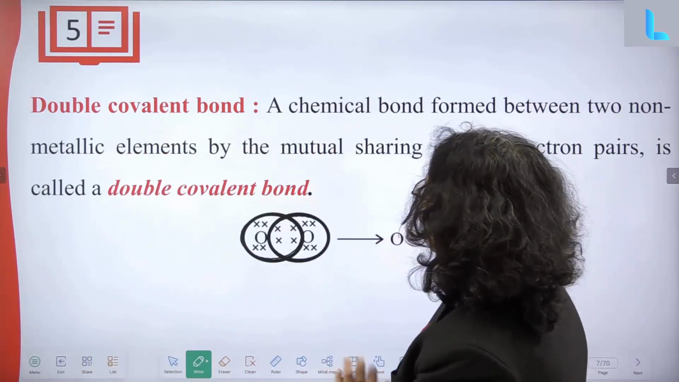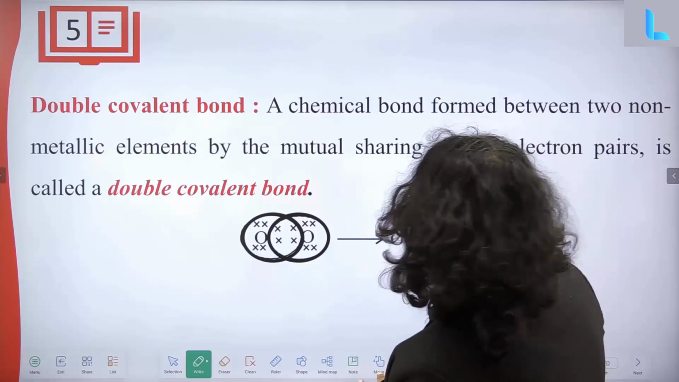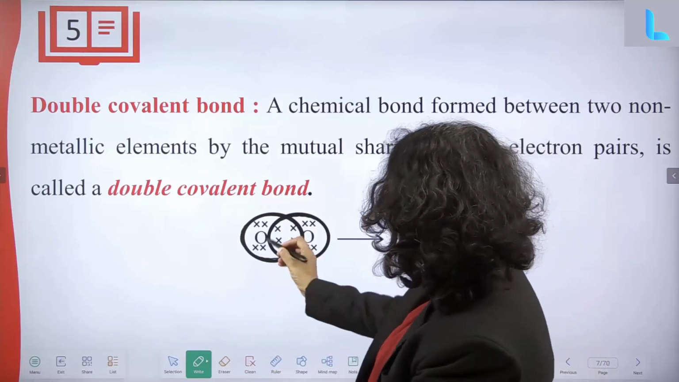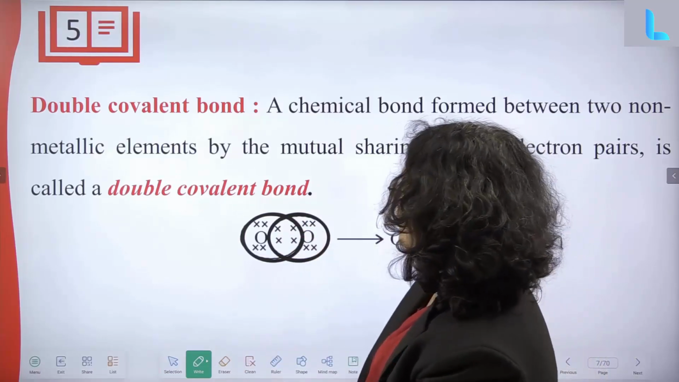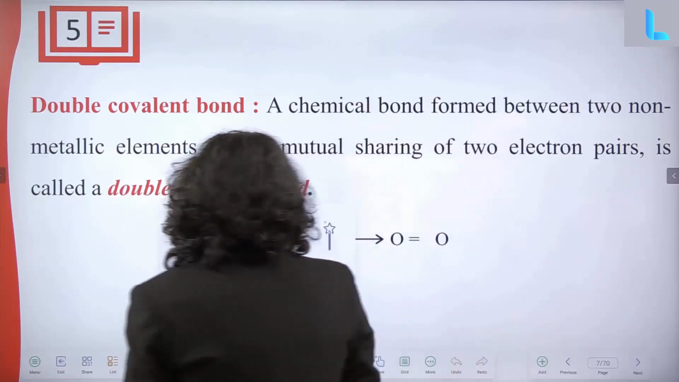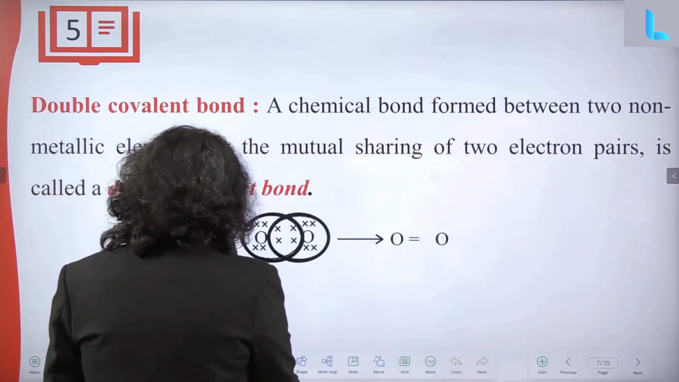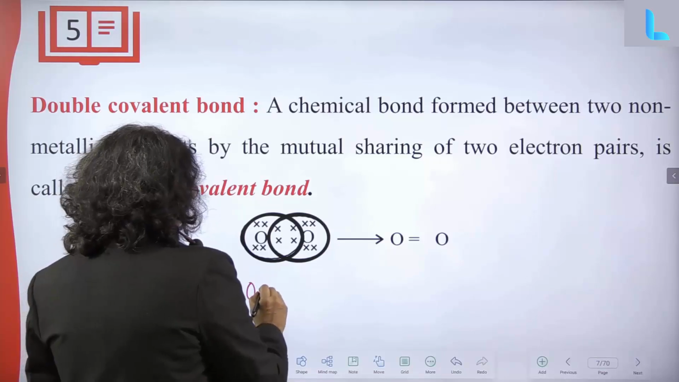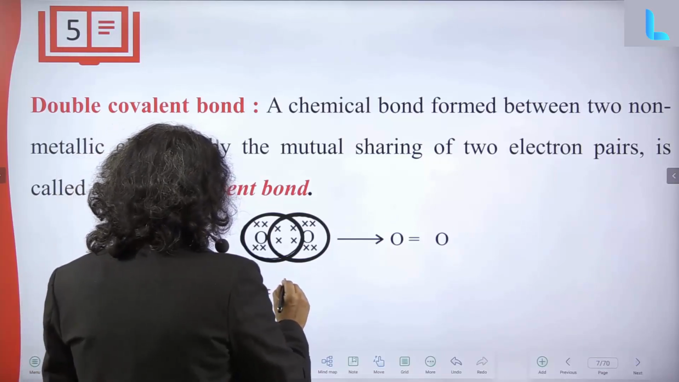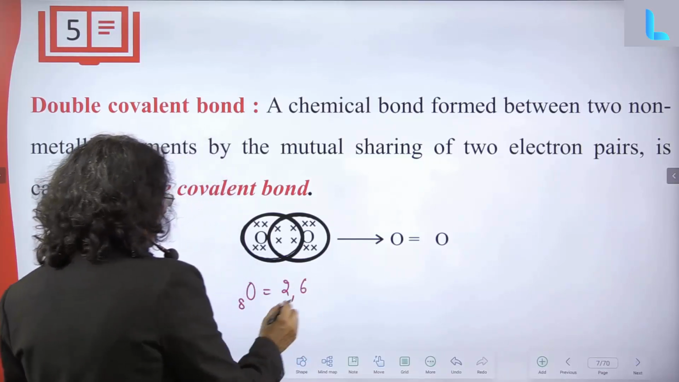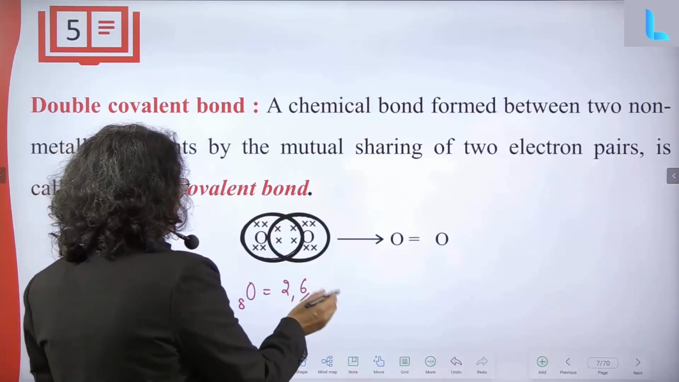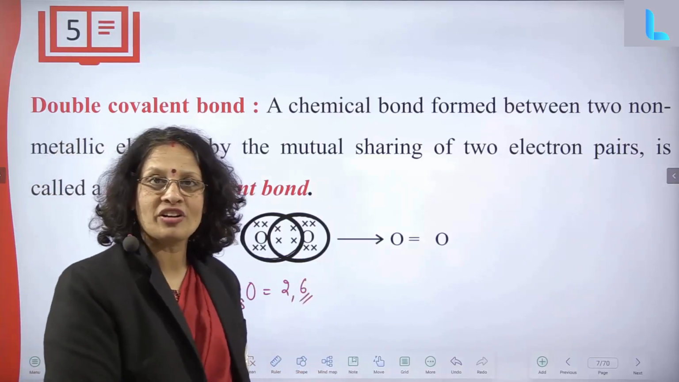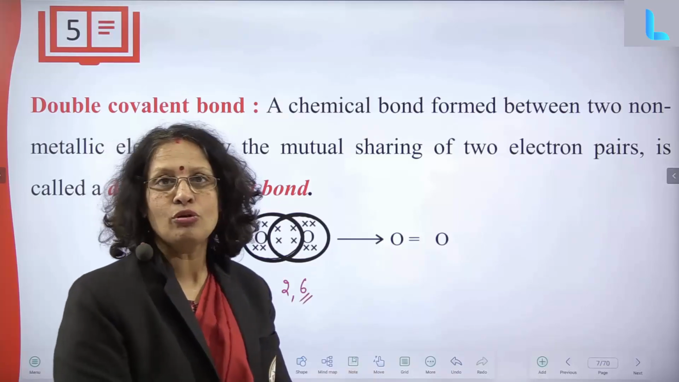Now the double covalent bond: a chemical bond formed between two non-metallic elements, like two oxygens. What is the atomic number of oxygen? The atomic number of oxygen is 8, so the electronic configuration will be 2,6. Six means it requires 2 electrons to complete its octet. Octet means 8 electrons in the outermost orbit.